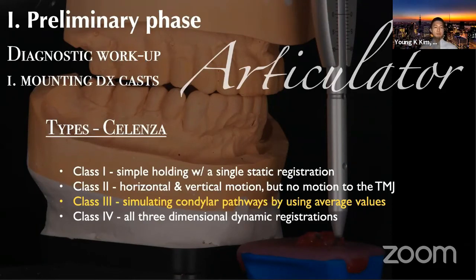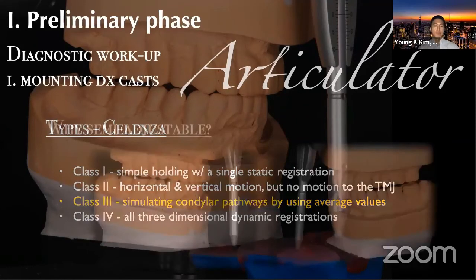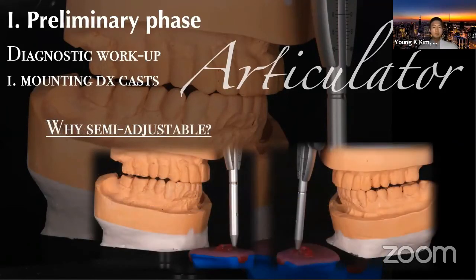And class 4 is, we take all 3D dynamic registration. We call it fully adjustable articulator. And we can use the semi-adjustable articulator for any type of rehabilitating cases, unless the patient has any TMJ disease or severe issue with opening and some of the TMJ diseases, because the semi-adjustable articulator has average values.